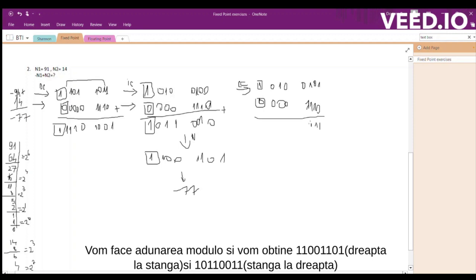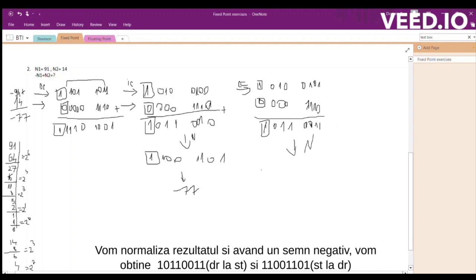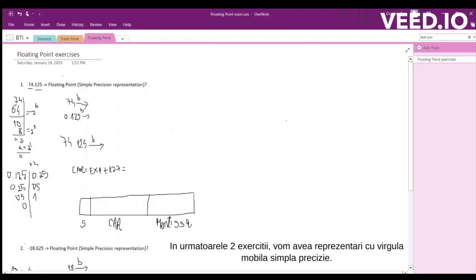1, 1, 0, 0, 1, 1, 0, 1. And we will normalize this result because it has a negative sign. So we will write the number from the end. 1, 0, 1, 1, 0, 0, 1, which is negative 77. The following two exercises, we will solve floating point simple precision representation.